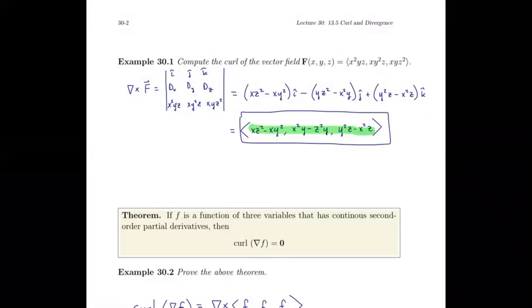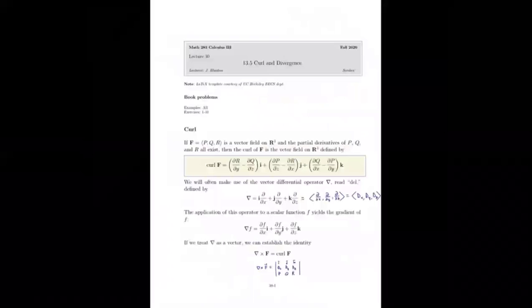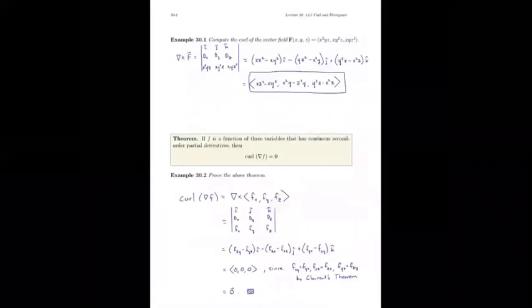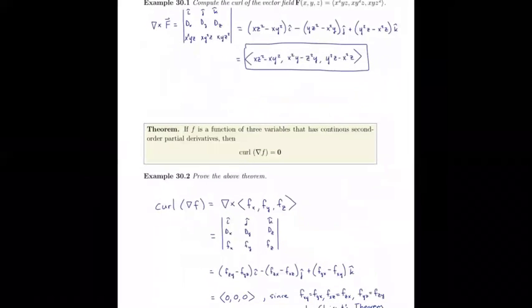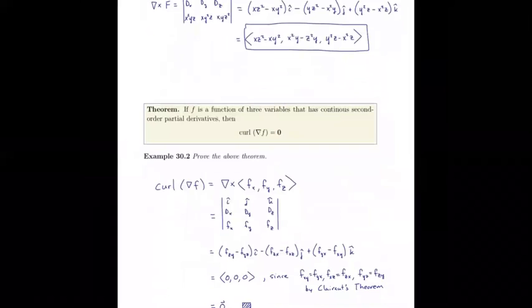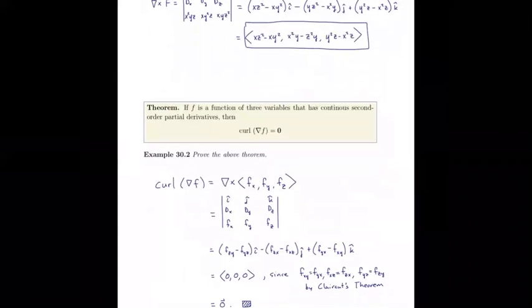Another way to do this would be just to use the formula on the previous page. I think it's probably harder to remember that formula than it is to do the matrix determinant, but either way, the student can decide. So let's look at our first theorem involving the curl. If f is a function of three variables that has continuous second order partials, then the curl of the gradient of f is equal to the zero vector.